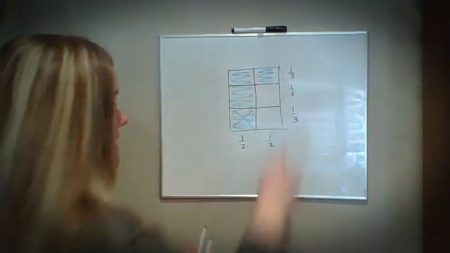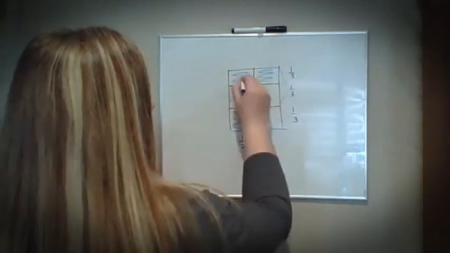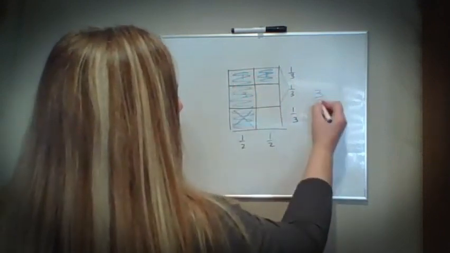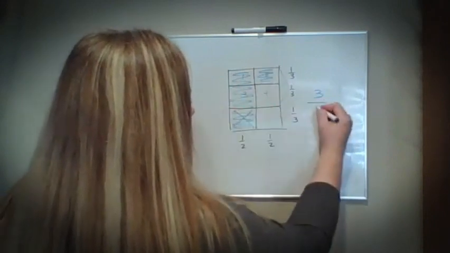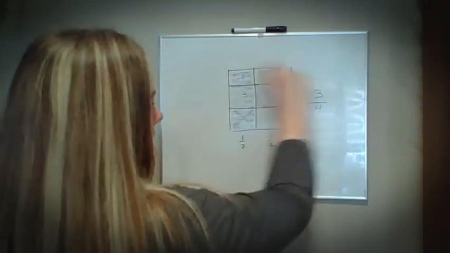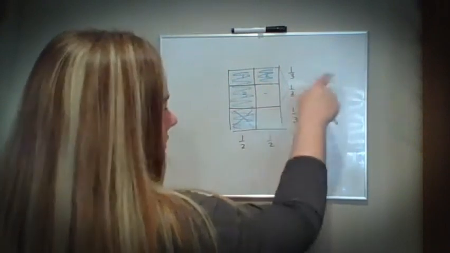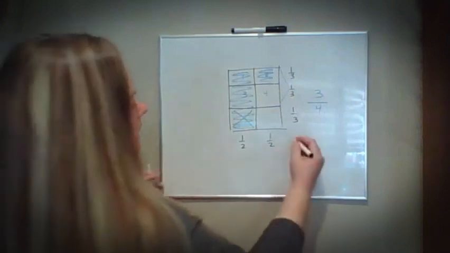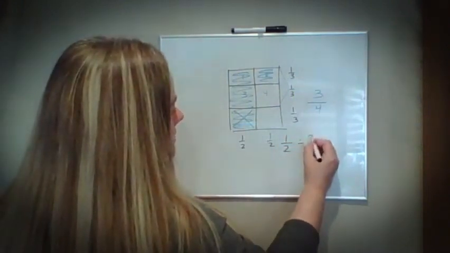So this is now my whole piece. I have 1, 2, 3 of them out of 4 pieces. So 1/2 split into 2/3 is 3/4. To check that using the algorithm, I'm going to take 1/2, divide it by 2/3.